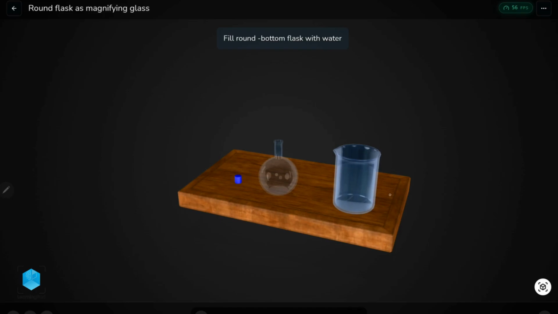So here through this activity, what do we observe? We observe that letters appear larger when they are viewed through the flask, or when you observe through a curved surface, right? So curved surfaces, if they are filled with water, act like a magnifying lens. Why do they act like this? Because they bend the light and they make the object appear larger.